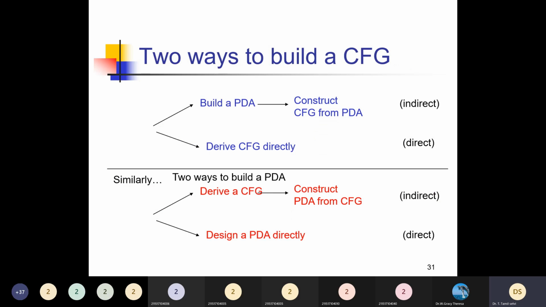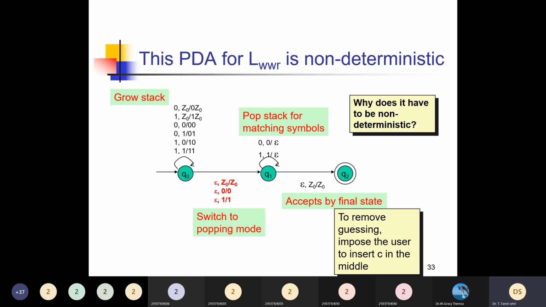So there are two ways to build a CFG. First, build a PDA and construct a CFG from it, or perform the derivation directly, where you can derive the particular string from the given grammar. Similarly, there are two ways to build a PDA: derive a CFG and construct a PDA, which is the indirect method, or directly construct the PDA for the given language. And then we have two different PDAs, deterministic and non-deterministic. Non-deterministic means we have more than one path for a specific input symbol. If it is deterministic, we have only one path.